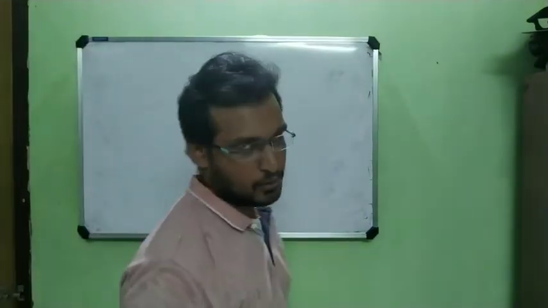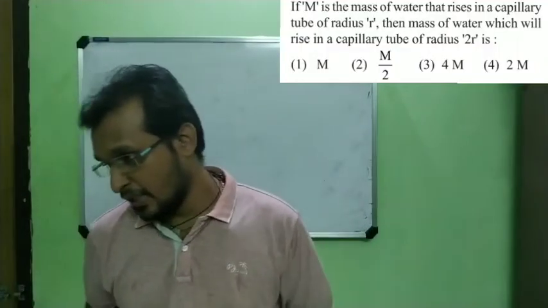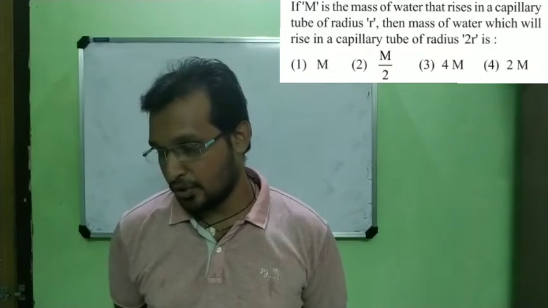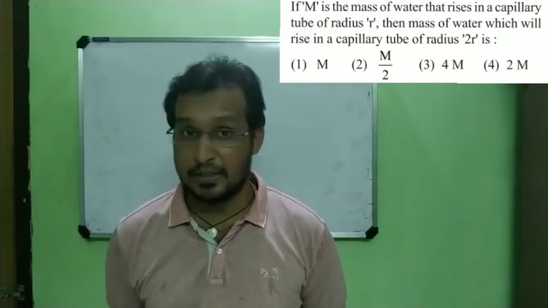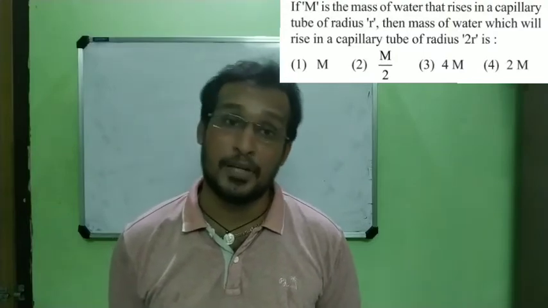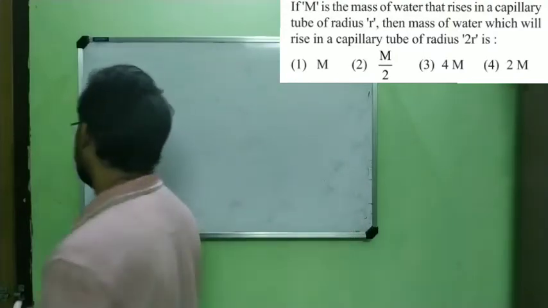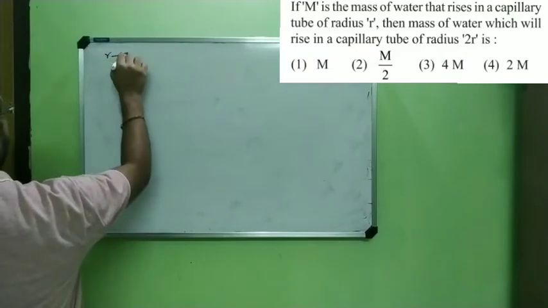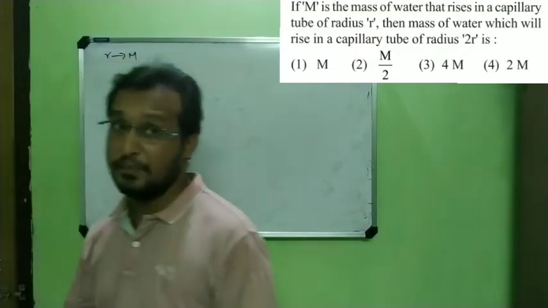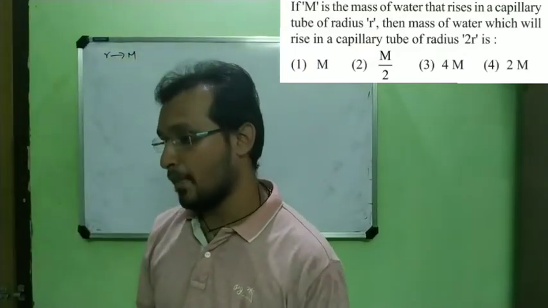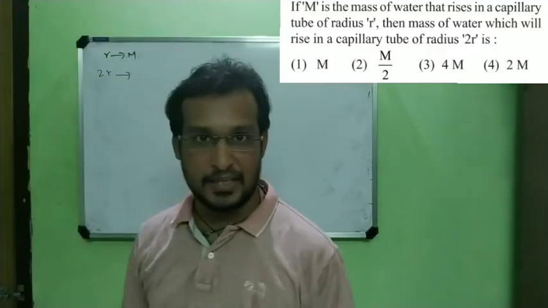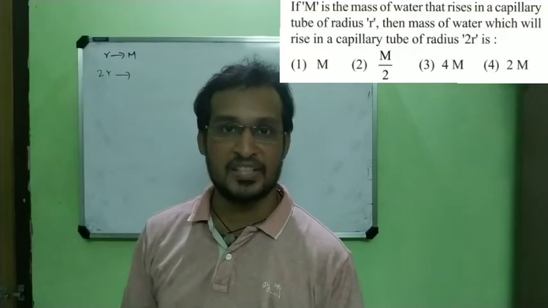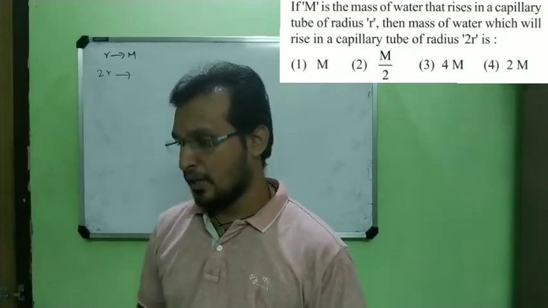So here is the next question from hydrostatics. A surface tension based question, or capillarity based question. Mass m is the mass of water that rises in a capillary tube of radius r. If the radius is r, the mass of water raised is m. Height is not given. What happens if the radius is doubled? How much mass will be raised through that tube if the radius is doubled? That is the question. So height is not given.